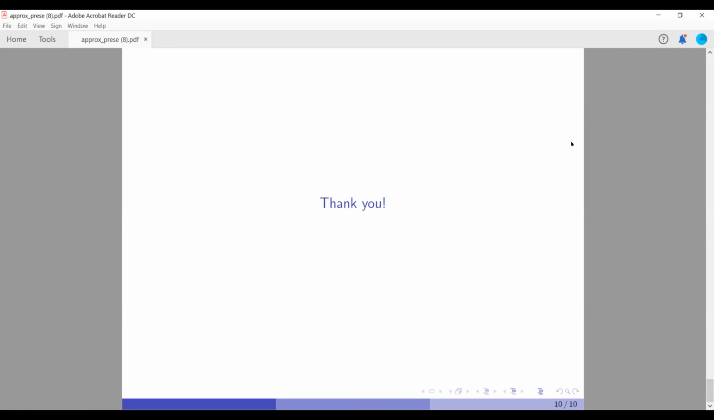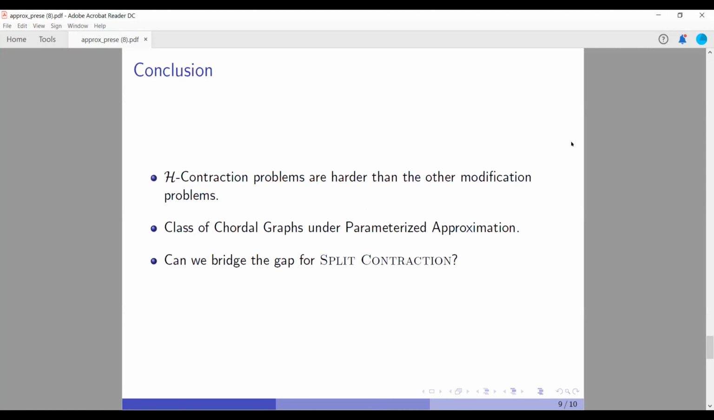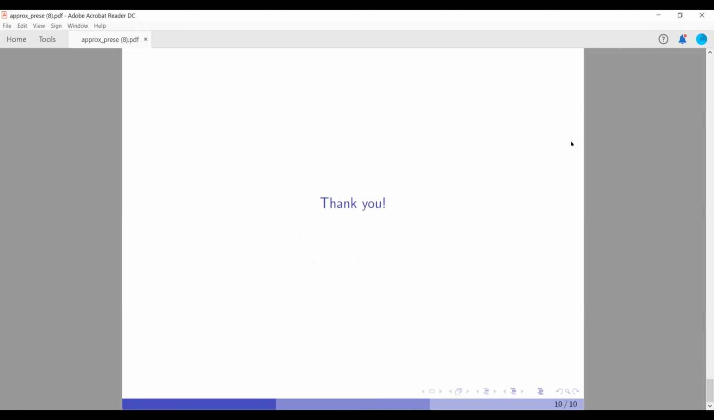So do you allow only contractions or do you allow all three operations? We only studied contraction. So have people studied combinations of the operations? I'm not sure, but people have definitely studied different modification operations. We have results for them separately.